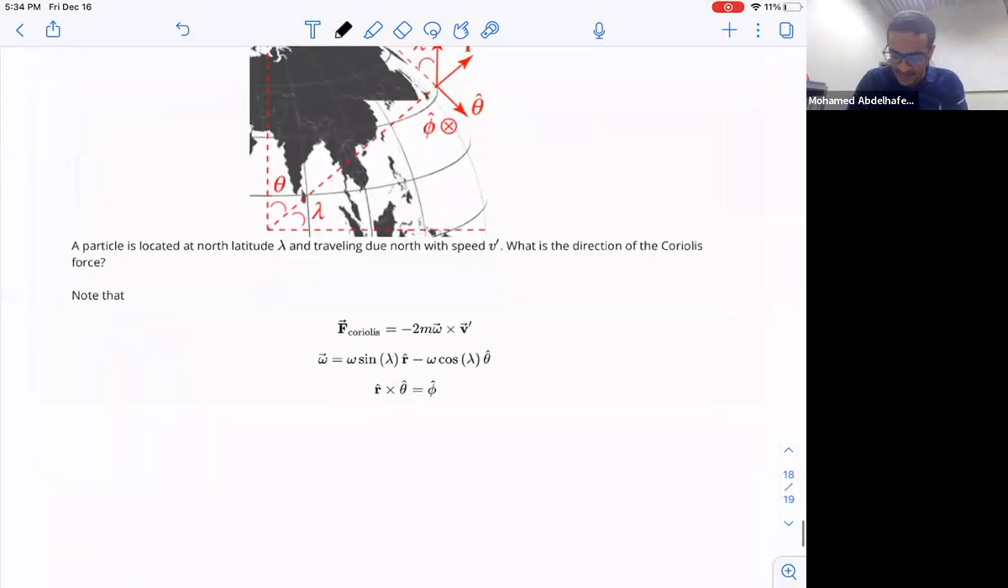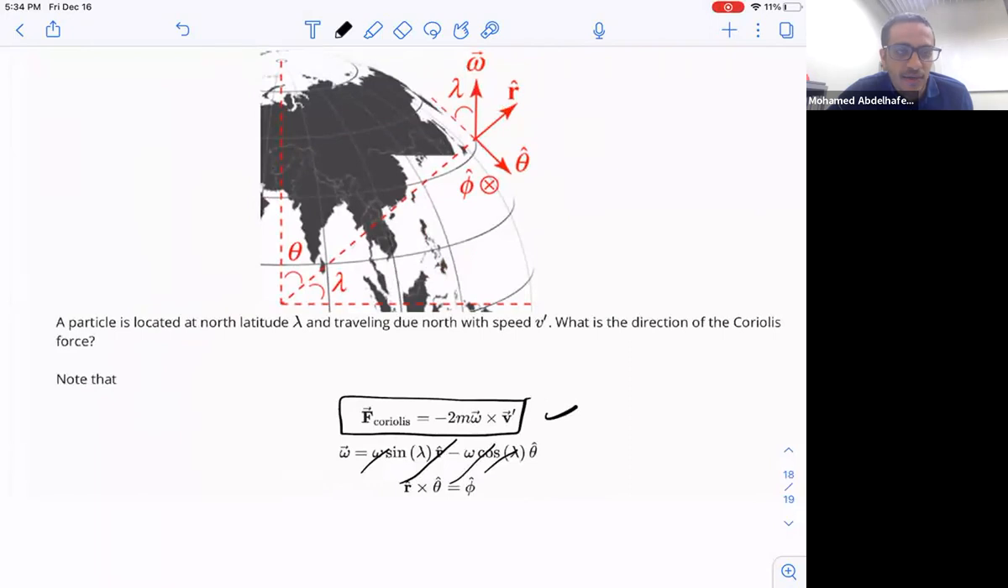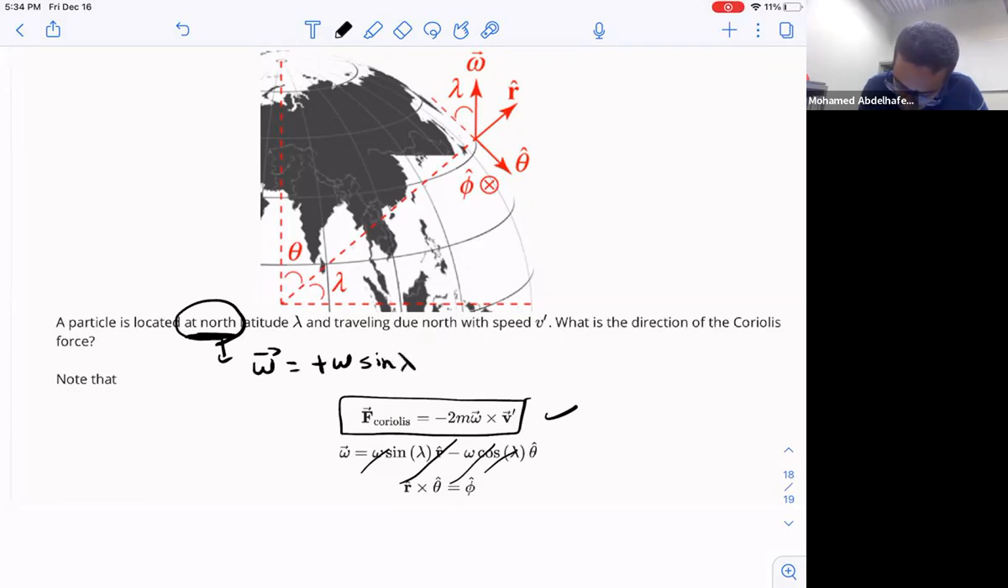In the exam, you're going to be given this definitely, but not necessarily this. You need to know how to decompose omega, and you need to know that r, theta, phi is the order. Okay, so we are given that a particle is at a north latitude, so it's important, it's the northern hemisphere. And in the northern hemisphere, we just did the decomposition. It is positive omega sine lambda r hat minus omega cosine lambda theta hat. That's the northern. If it's southern, then the r hat component is also negative.